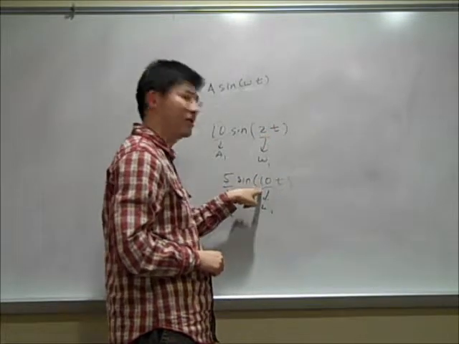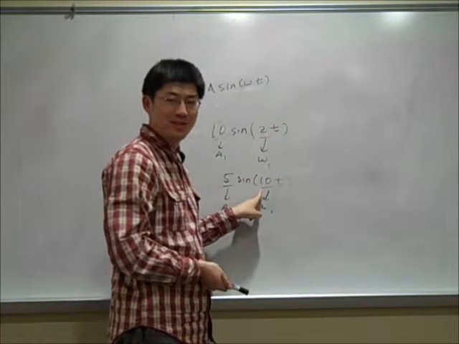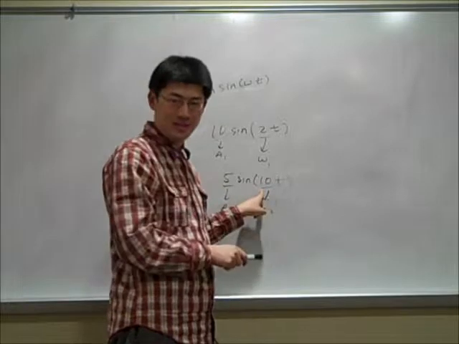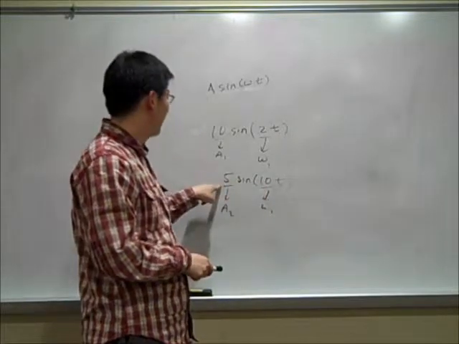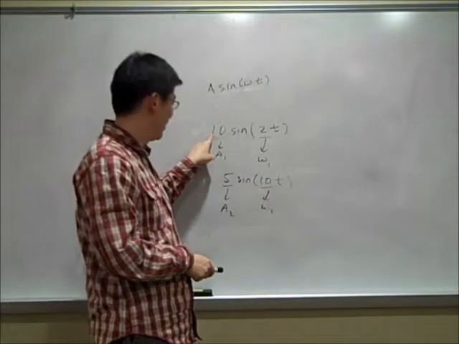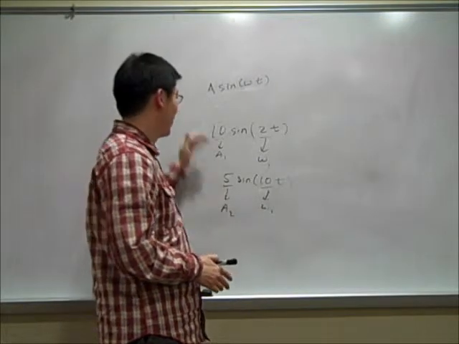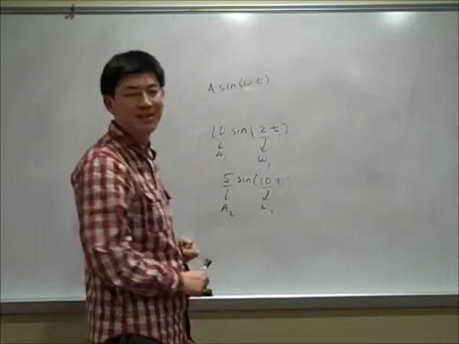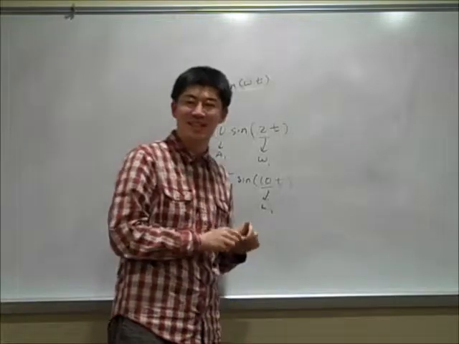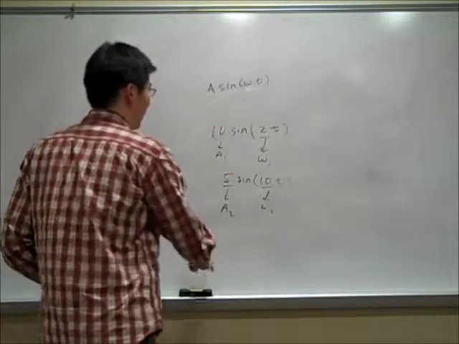So this means that this wave is going to have a higher frequency or a higher pitch if it was a sound wave. And then this amplitude is less than this amplitude. So that means this wave is going to be much louder than this wave, right? So this is how to understand these equations.